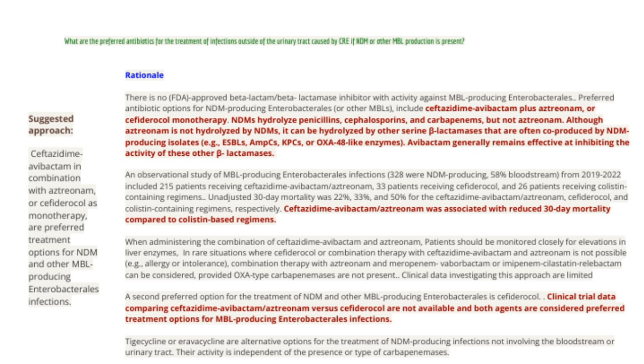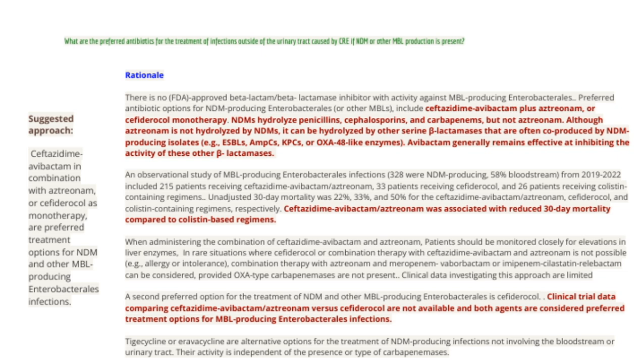Also, in rare cases where cefiderocol or the combination isn't suitable, say, due to allergies, we can consider other options, like aztreonam combined with meropenem-vaborbactam or imipenem-cilastatin-relebactam, provided the bacteria don't produce OXA-type carbapenemases. But I should note, clinical data for these alternatives are limited. Cefiderocol is another preferred option for these infections. Though we lack direct comparative data between ceftazidime-avibactam plus aztreonam and cefiderocol, both are considered effective choices for MBL-producing strains.